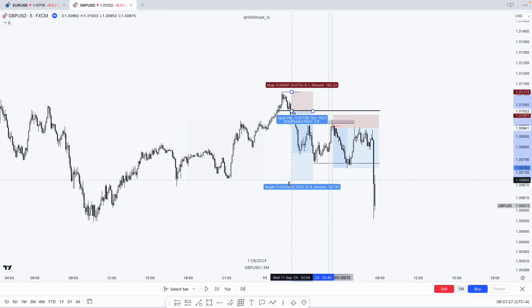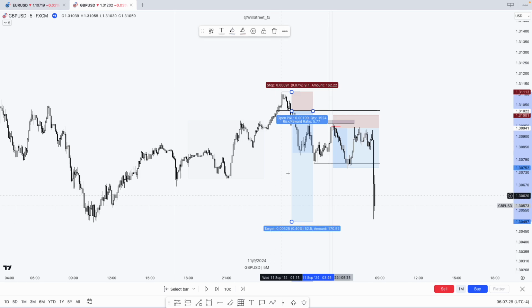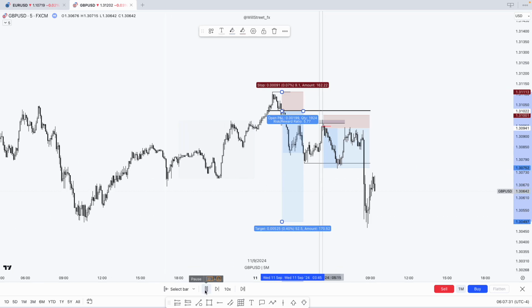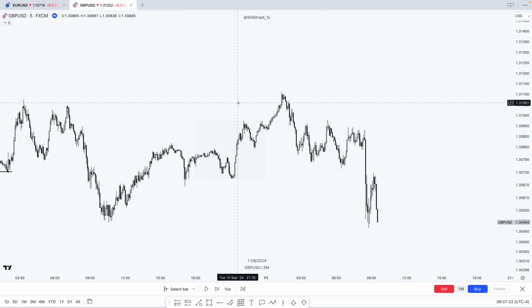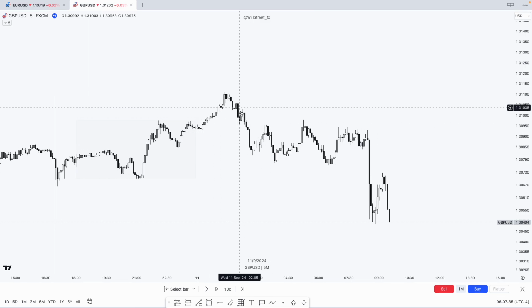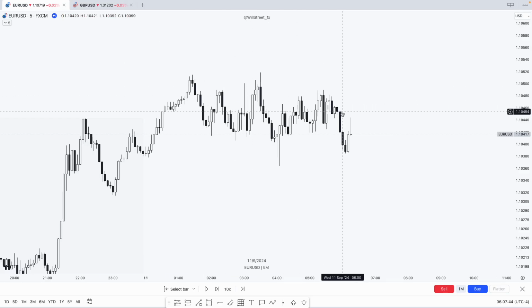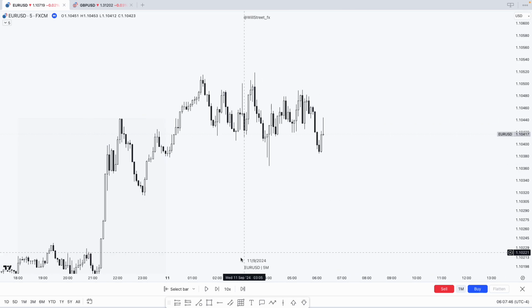If you held this position till here, that's just amazing. Not my case. So this was about the London session and EU. I wanted to talk about this session only because of the GBP news. So let's go back to EU to talk about New York.